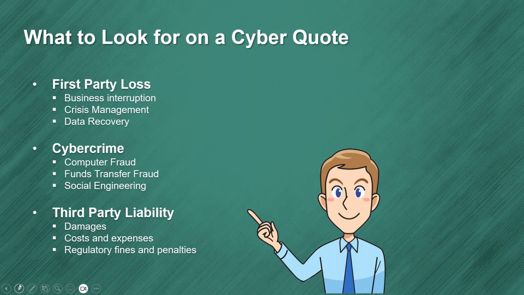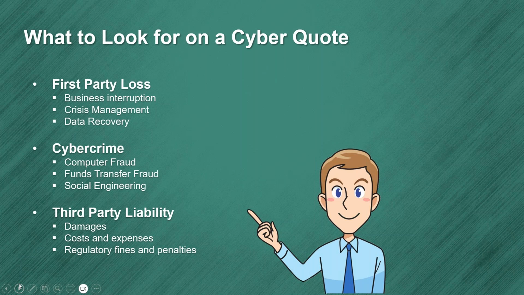Secondly, you want to look for cybercrime. This is any type of illegal activity that occurs using digital means. Some examples of cybercrime include installing viruses on a targeted computer, social engineering, wire transfer fraud, and hacking into a government or corporate computer.